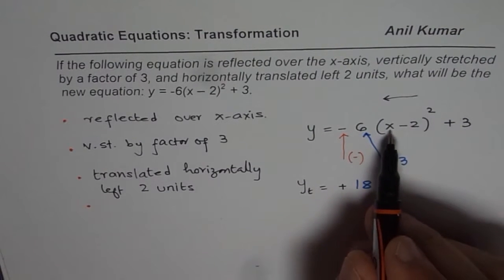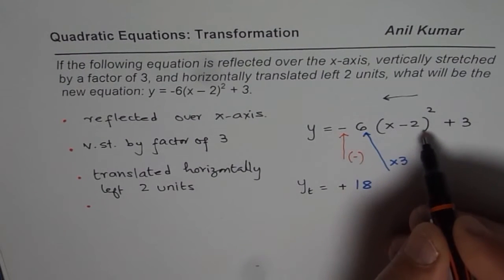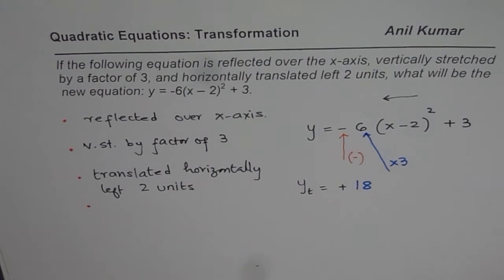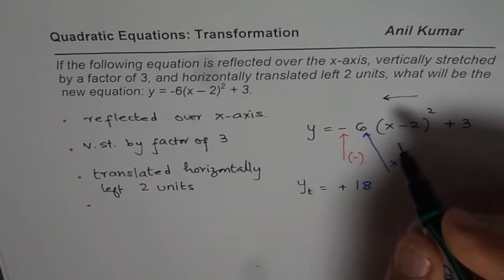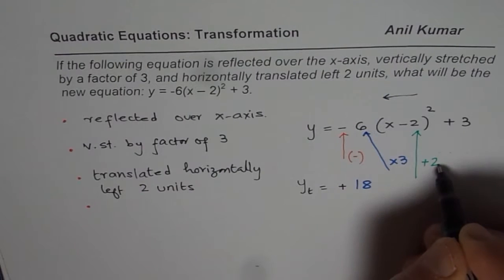So in this equation, the axis is at x equals 2. Now that axis, instead of being at x equals 2, it is translated by 2 units towards the left. Do you get the idea? So in that case, we will add 2 to this, correct? So left 2 units means add 2.